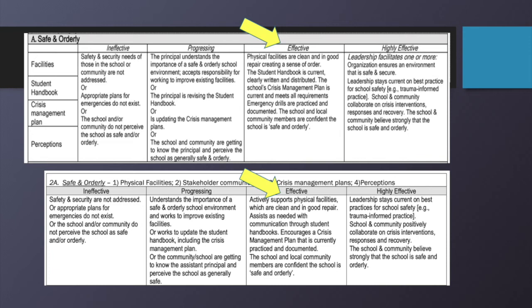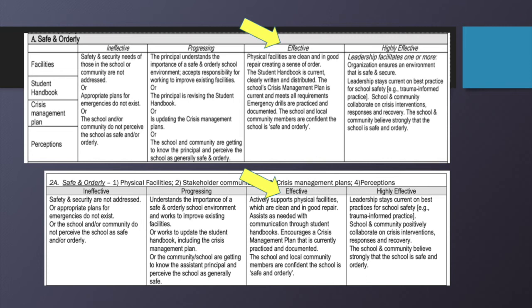Now, let's get back to the rubric. Hopefully what you picked up on in Safe and Orderly Schools is that it is the responsibility of the assistant principal to support, assist, encourage. The responsibility of ensuring falls on the principal. However, the assistant principal is active in all of those pieces, actively supporting physical facilities to be in good repair, assisting as needed with communication through student handbooks, and is encouraging a crisis management plan that is practiced and documented.